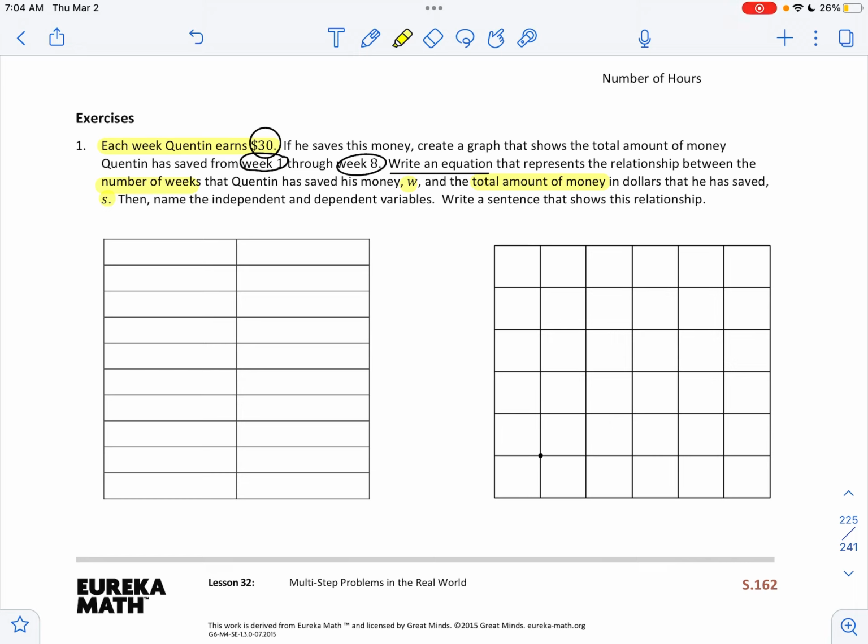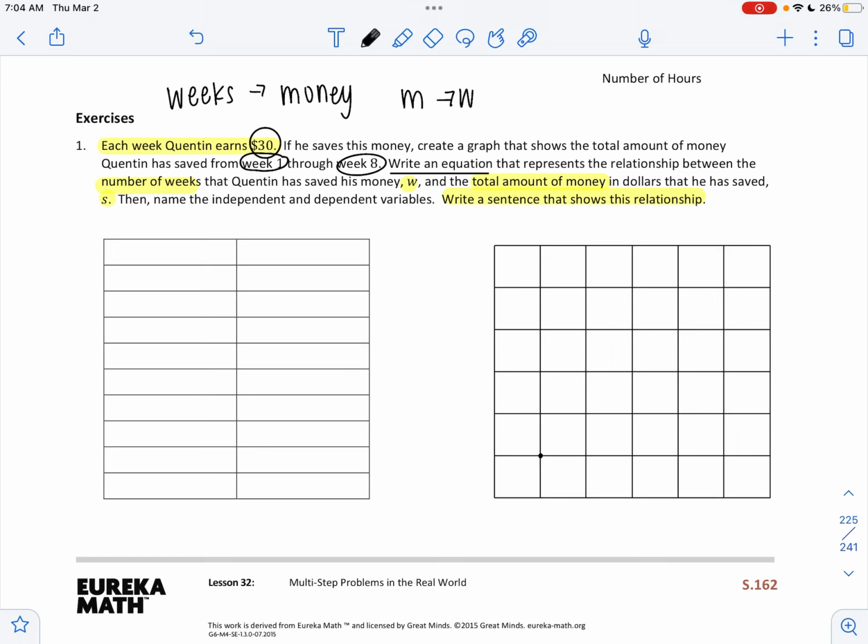Then, name the independent and the dependent variables, and write a sentence that shows this relationship. We need to make sure we do all of those steps in order to have exercise 1 completed correctly. First, we'll want to get organized in our graph and table. In order to do so, we need to think about what's the independent variable and what's the dependent variable. In other words, does the amount of weeks lead to how much money is being saved? Or does the amount of money that's being saved lead to how many weeks have passed?